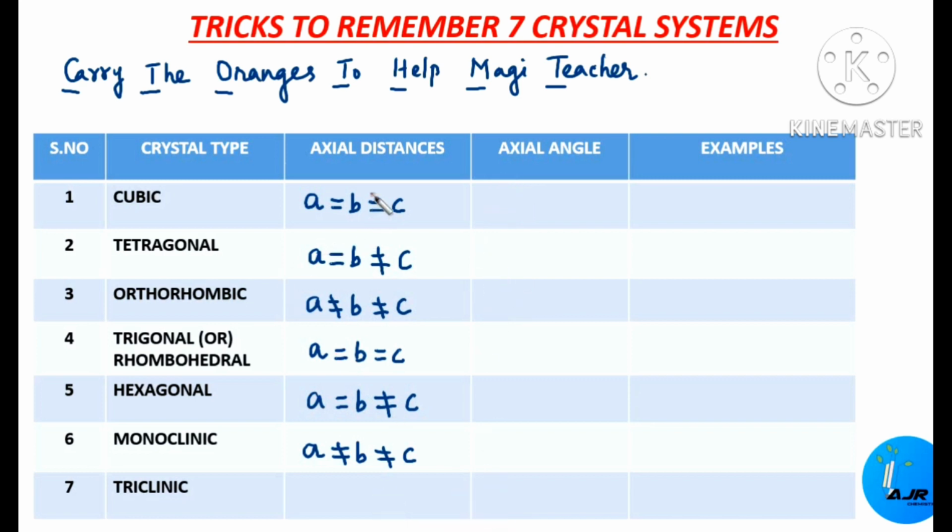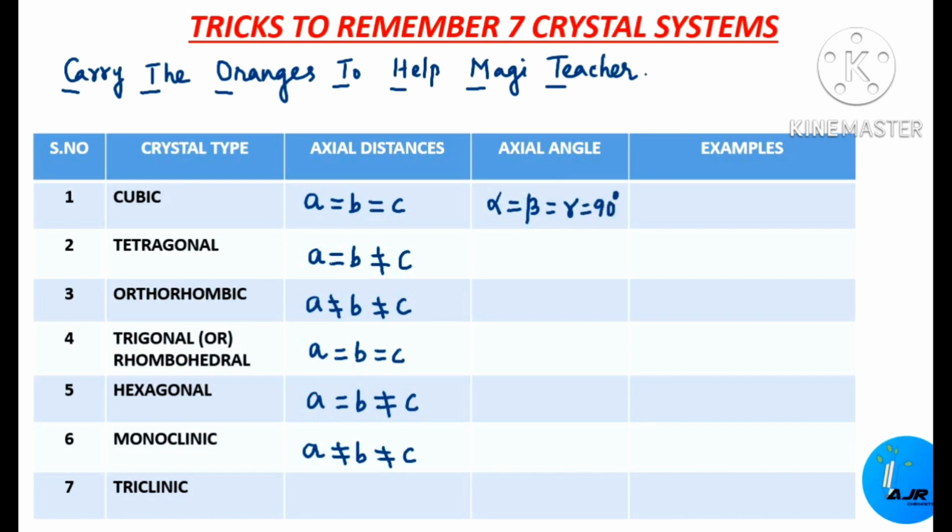So now you know how to write the axial distances for these different systems. For the cubic, everything is equal. For tetragonal, the last one is unequal. For orthorhombic, all are unequal. For trigonal, hexagonal and monoclinic, you have repeated the same thing. Now we shall see how to write the axial angles, how easy it is. Alpha is equal to beta is equal to gamma is equal to 90 degrees.